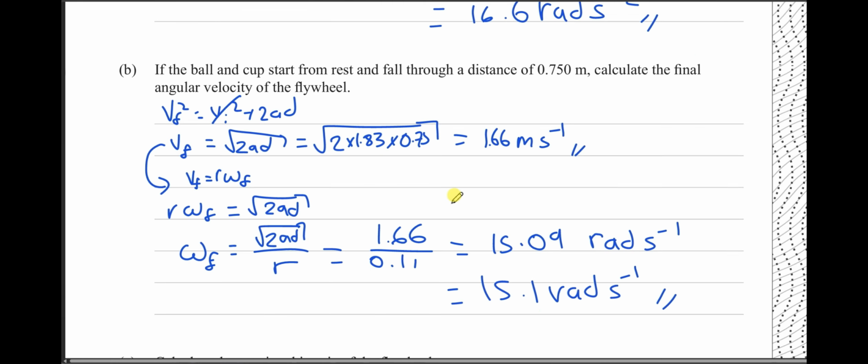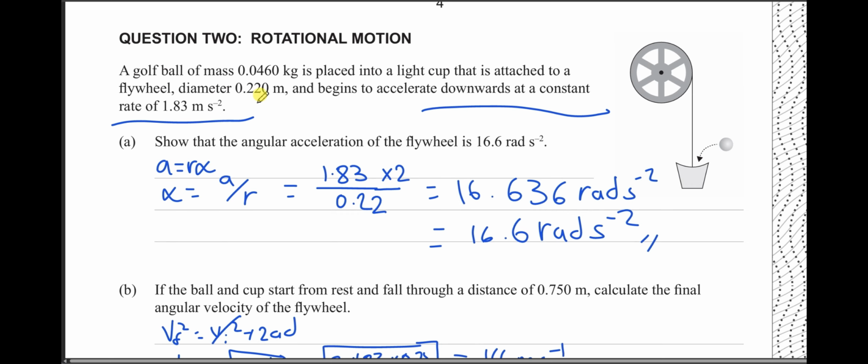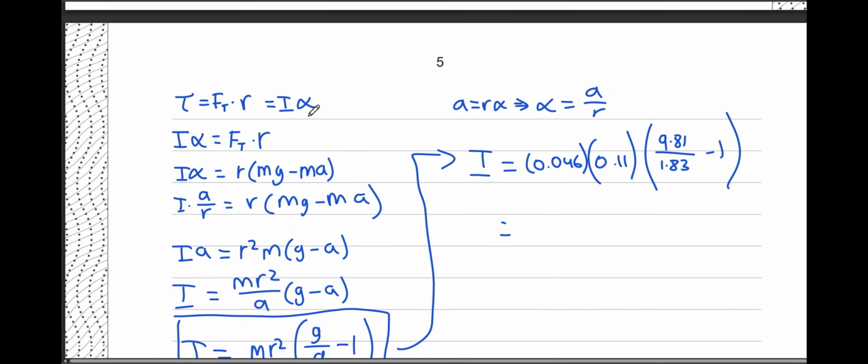Wait, let me check the units before I finalize everything. That's meters per second. And yeah, okay, cool. They haven't put any tricks in here. That's good. And then we'll take the ratio 9.81 divided by 1.83 minus 1. And okay, there we go.